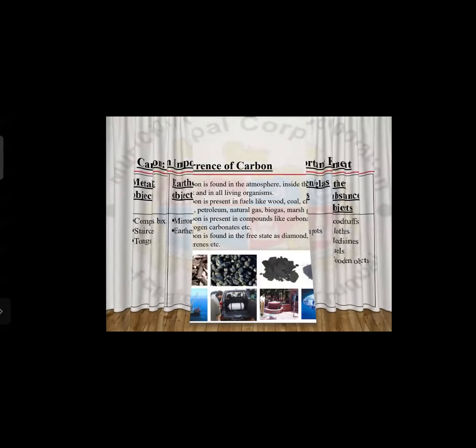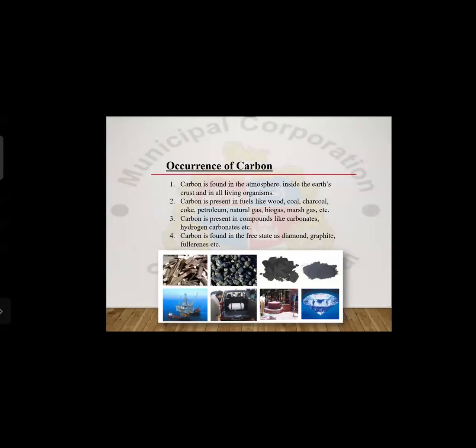Next thing, occurrence of carbon. I hope you can see this slide, and now you are on page number 139. The name carbon is derived from the Latin word carbo, which means coal. Carbon is found in the atmosphere, inside the earth's crust and in all living organisms. Living organisms means all plants and animals. Carbon is present in fuels like wood, coal, charcoal, coke, petroleum, natural gas, marsh gas, etc.